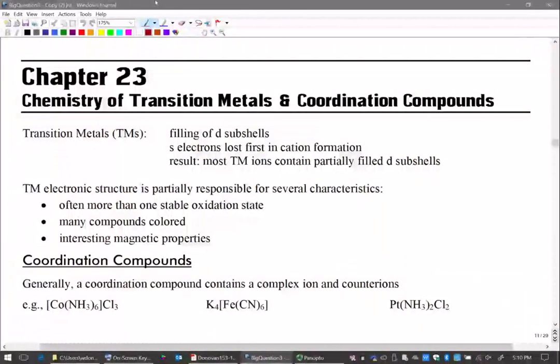So transition metals. The d subshells are being filled in transition metals. So we're talking about elements like iron, molybdenum, platinum, copper, tungsten, the metals in the middle, the d block. If you're filling the orbitals, you're filling d orbitals.